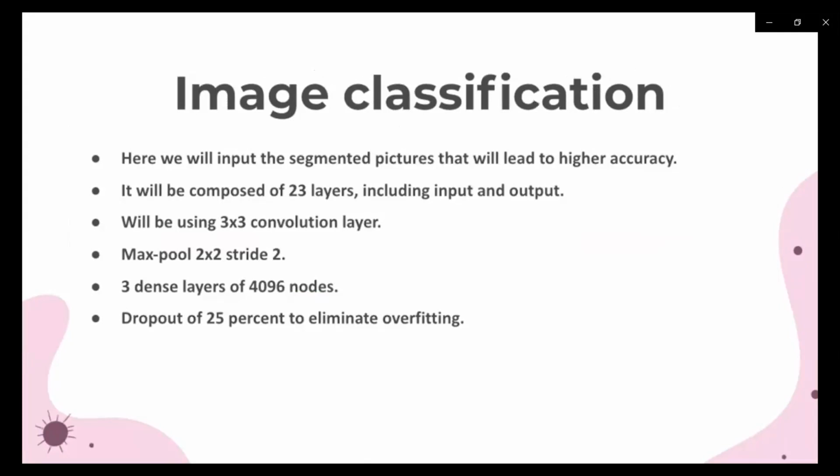We will use 3 by 3 convolution layers, 2 by 2 max pooling layers of stride 2, and 3 dense layers of 4096 nodes, because of the huge number of parameters, which will be 138 million, and to guarantee that the voting will be as accurate as possible. And we will also use a dropout of 25% to eliminate overfitting.